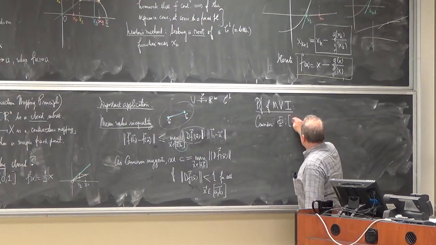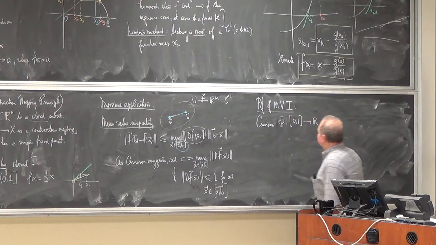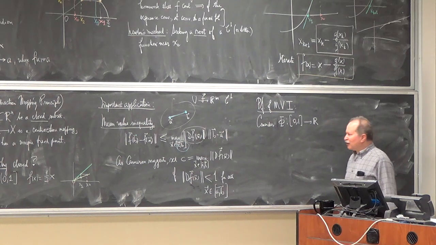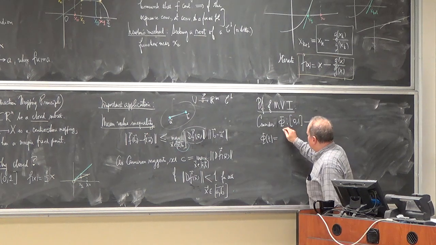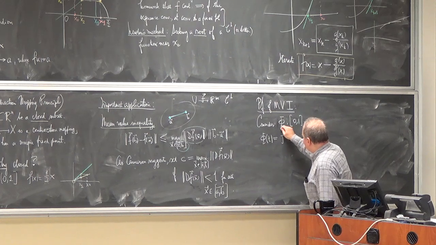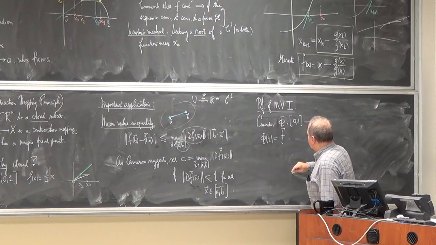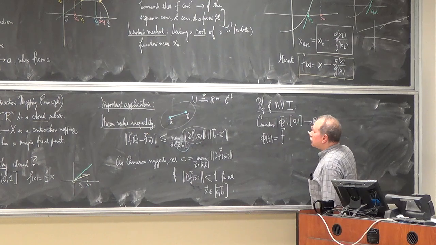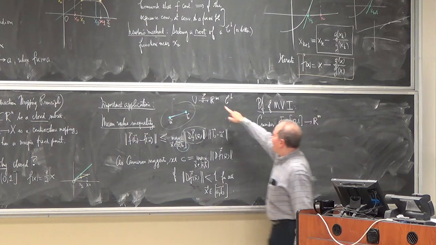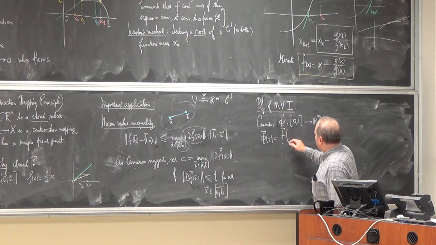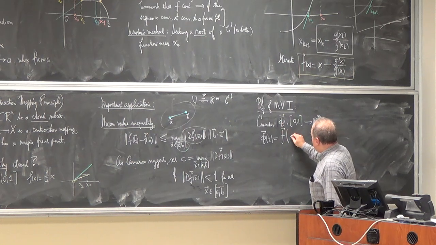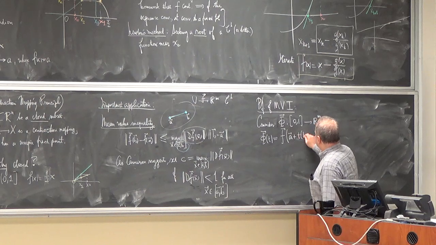from the interval [0, 1] to R by phi of t is the function f of... so I better have Rm here, because f goes back to Rm. Phi of t is f of a plus t times b minus a.